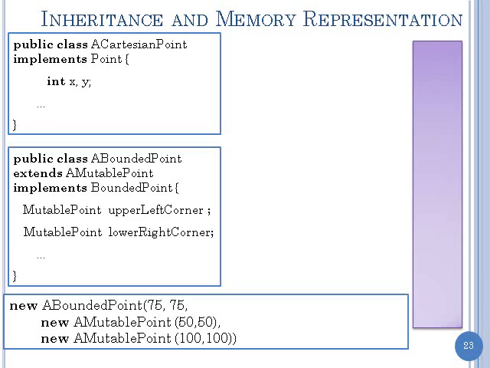It's exactly the same. So we have a new bounded point 75, 75, which takes the x and y coordinates, the upper left corner and the lower right corner. And when I evaluate this expression, is the new on a bounded point going to be done first, or a new on a Cartesian point? Which one of these 3 news will be done first? What do you guys think?